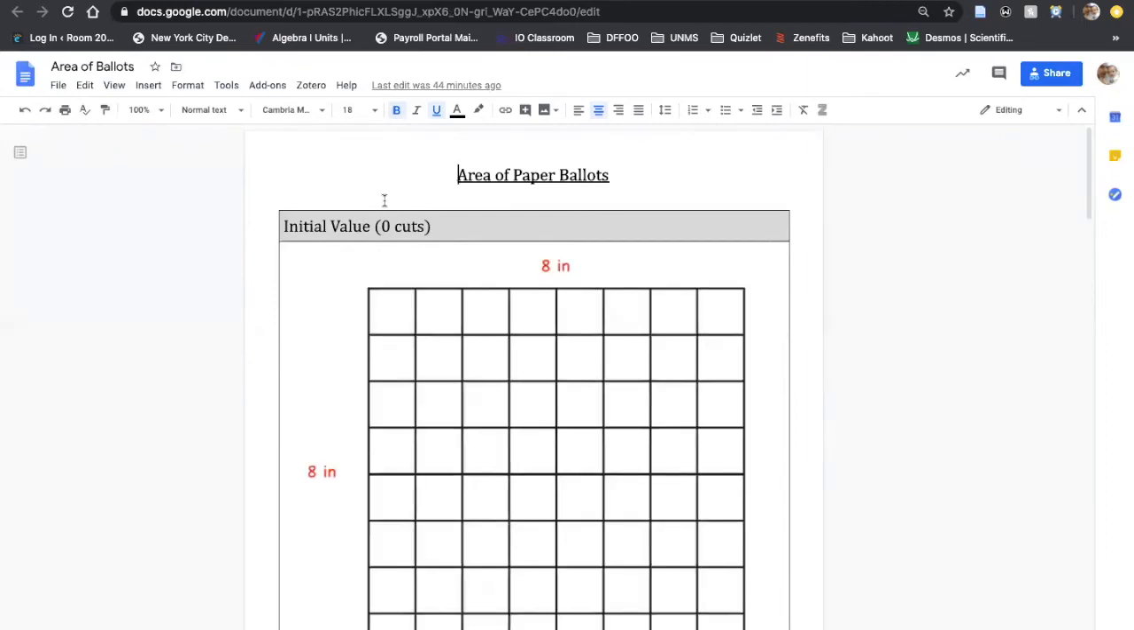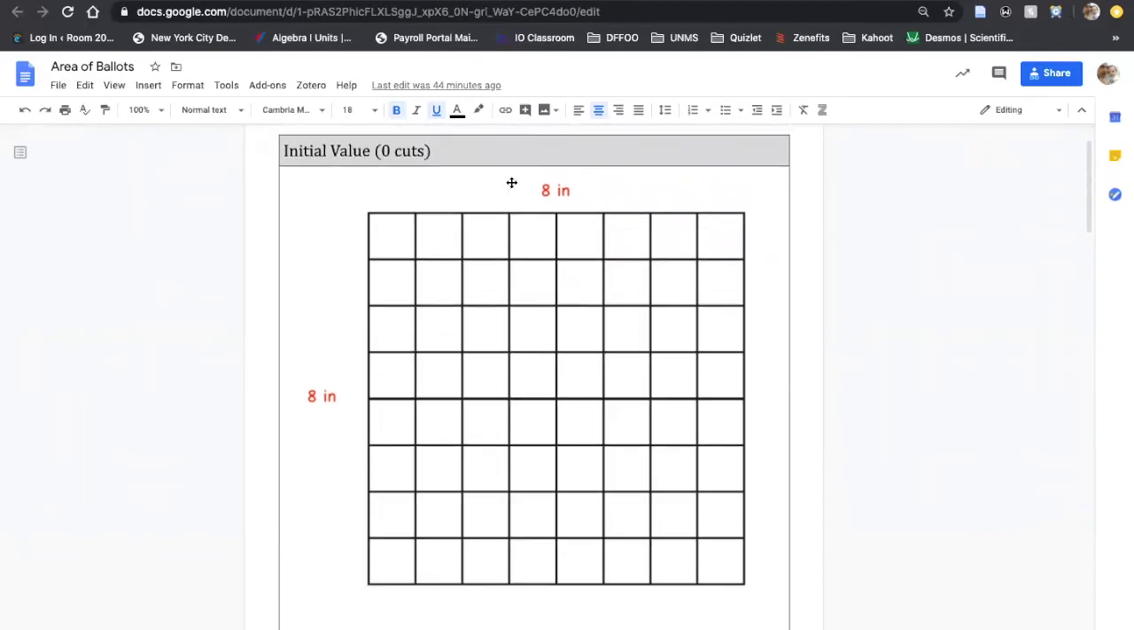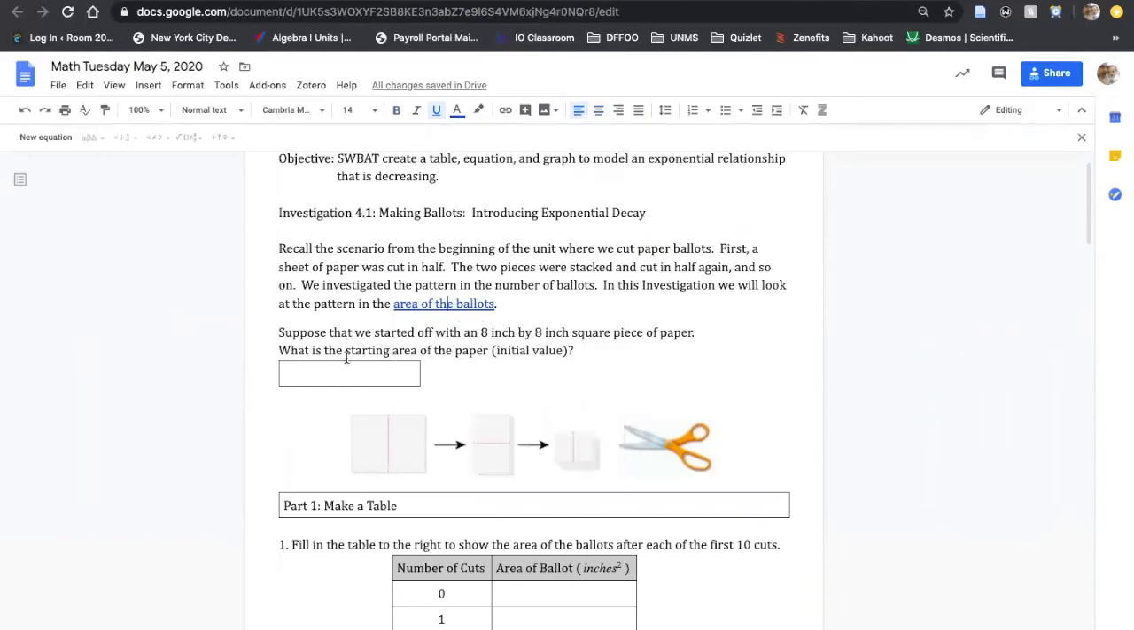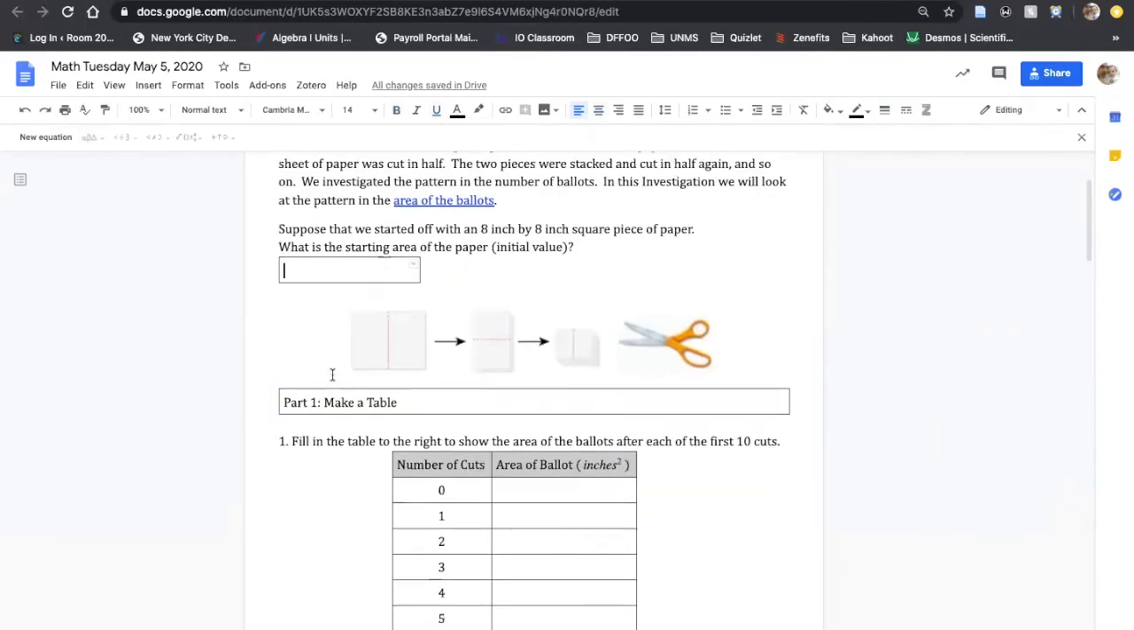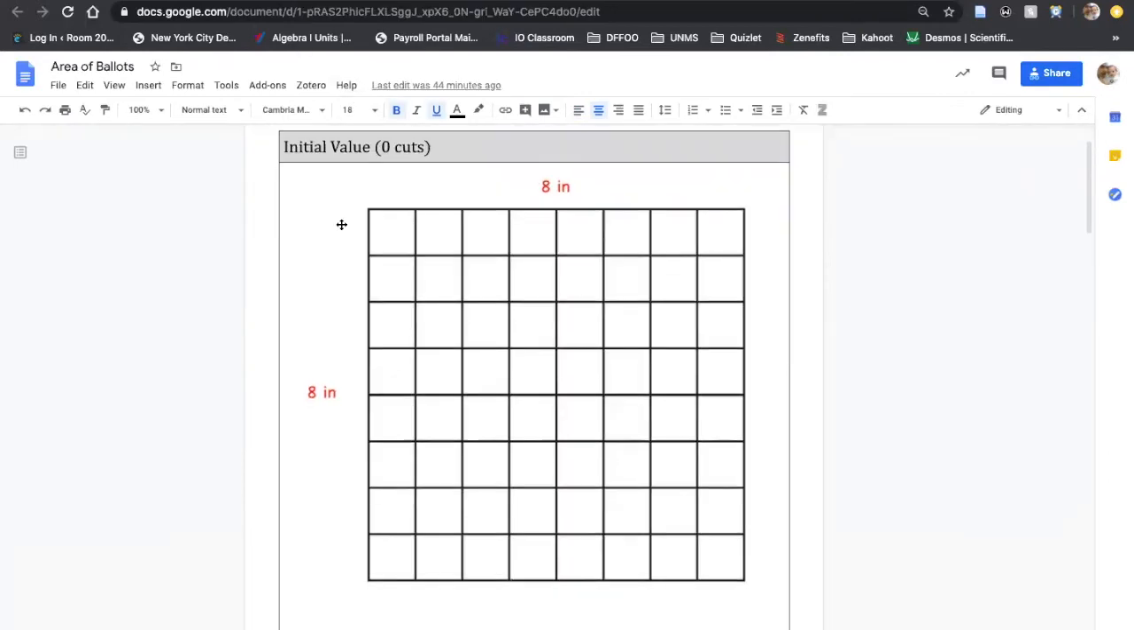It is 8 inches by 8 inches, and I can see 1, 2, 3, 4, 5, 6, 7, 8 by 8. So 8 inches by 8 inches. I want to figure out what is the area of this square, right? You're going to write that answer here, and then also that's your initial value. So at 0 cuts, before you start cutting, the area of that ballot is blank. Type that in here. Then you go back to this document, you scroll down.